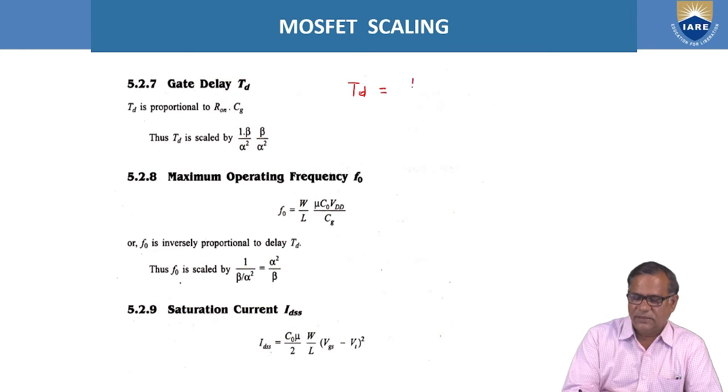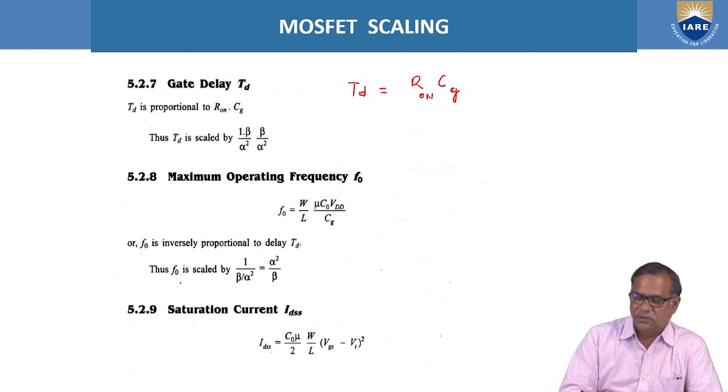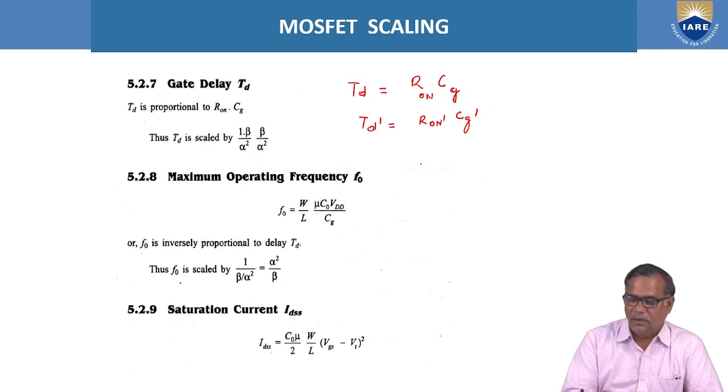TD is equal to the RC time constant. For R you have to take the channel resistance RO on, and for capacitance you have to take CG, because gate capacitance is more predominant in MOSFETs. So, what is TD dash? It is the new value of the gate delay because of scaling, that is equal to RO on dash multiplied by CG dash. And just now we discussed that there is no effect of scaling on the channel resistance. So RO on dash is equal to RO on.